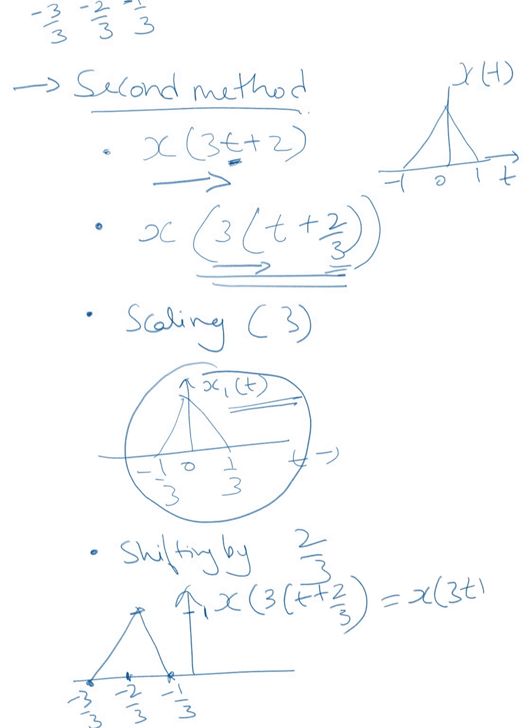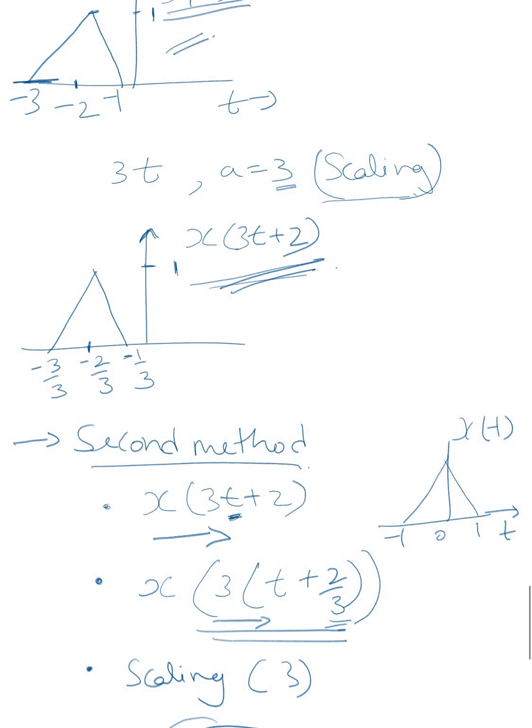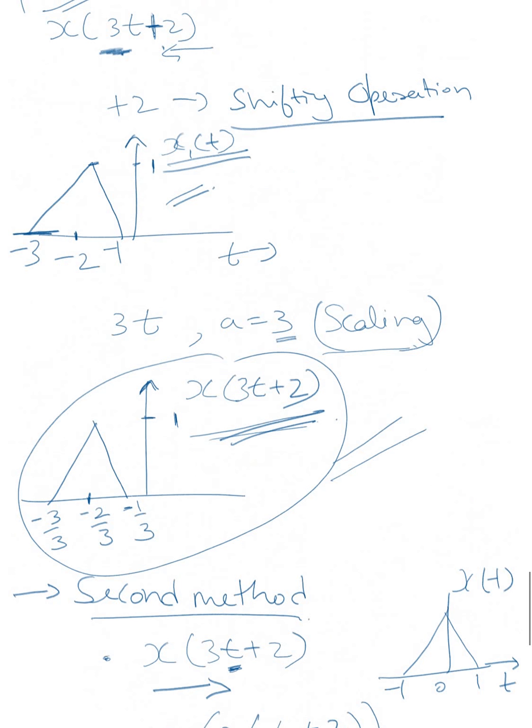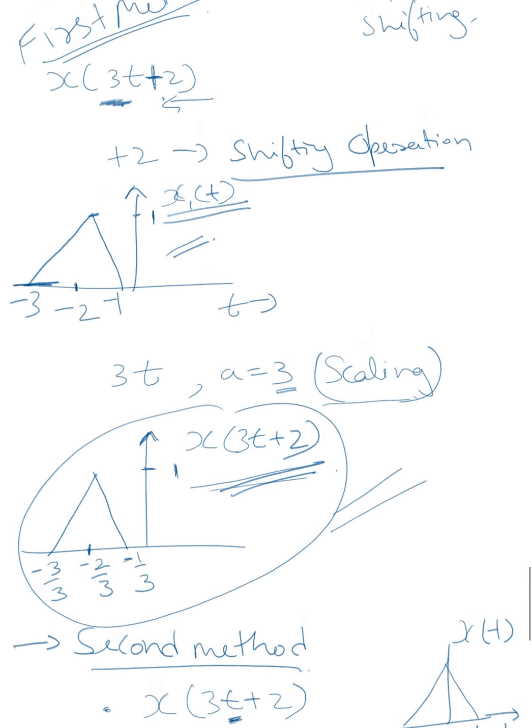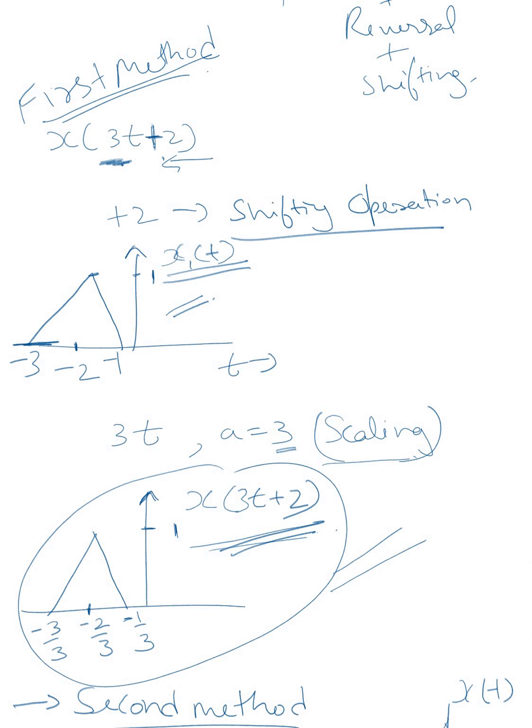which is nothing but x of 3t plus 2. So you can verify from here that the result obtained from the second method is exactly the same as the result obtained from the first method. You can adopt any of the two methods, but the most commonly used and convenient method is the first one, that is, we move from right to left, because that does not involve any initial transformations required.